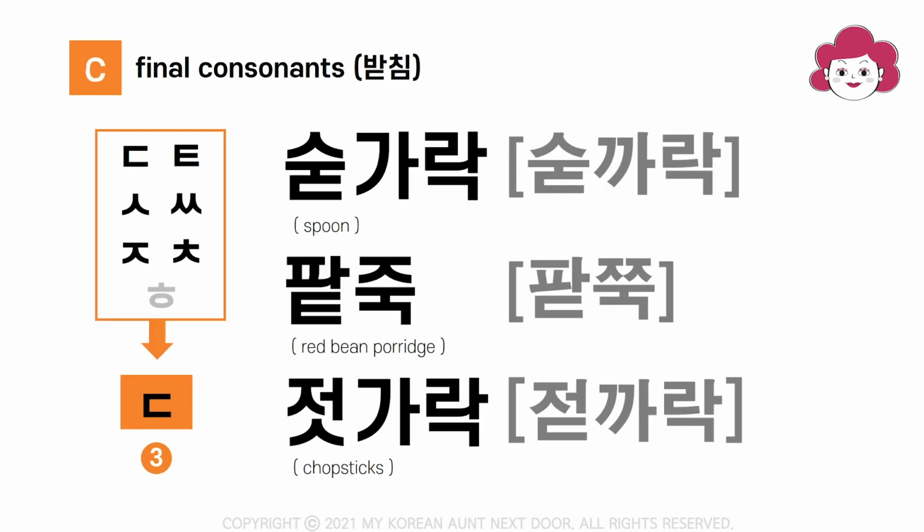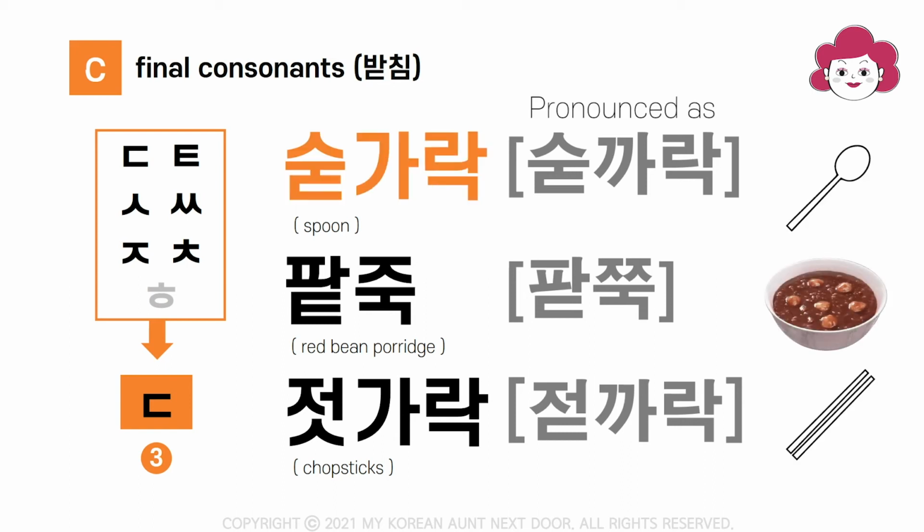Let's take a look at words with 디귿, 티읕, 시옷, 쌍시옷, 지읒, and 치읓 final consonant. 숟가락, 숟가락.